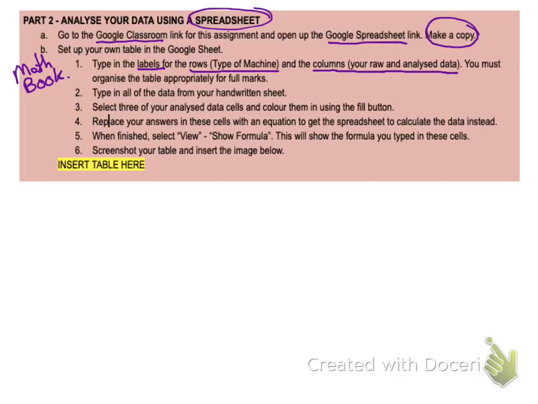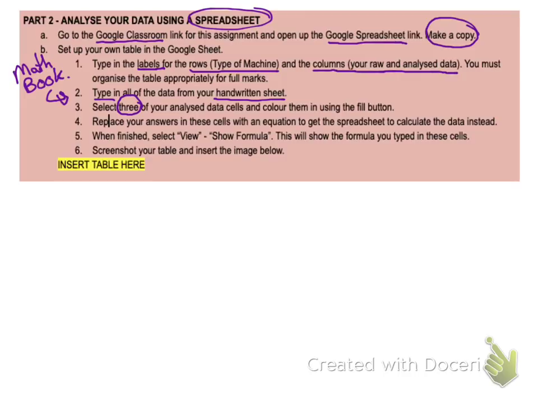clearly. Once you've done your labels, you need to take the data that you worked out in your math book and you need to type it in, okay, straight from your handwritten sheet. Type it all up. The next thing you're going to do is you're going to actually get the spreadsheet to go and redo some of your own calculations, sort of like a double check. But you're not going to have to do it for absolutely every one of them. I want you to do it for just three calculations.